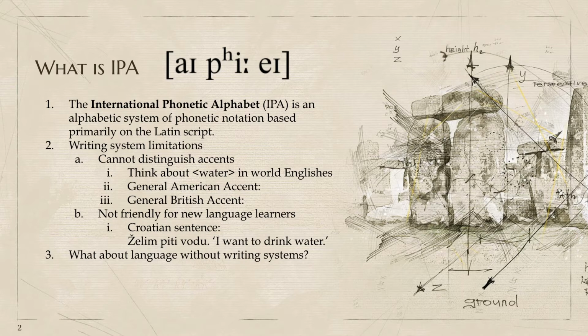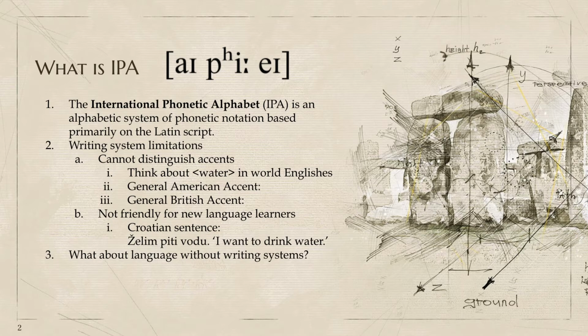Second, the writing system is actually not friendly for new language learners. Let's see a sentence. This sentence over here is Croatian. The meaning of that is I want to drink water. We basically cannot borrow any pronunciation from the English translation unless you know how to pronounce this language. The shortcoming of the writing system is here. Even though you have a writing system, even though you have the sentence here, you still don't know how to pronounce that.